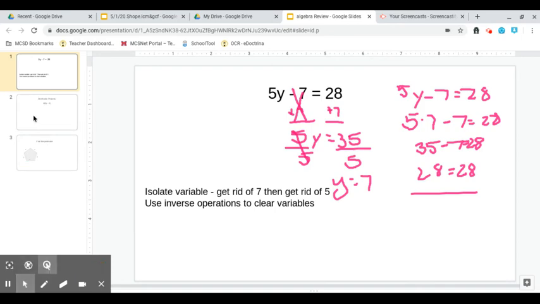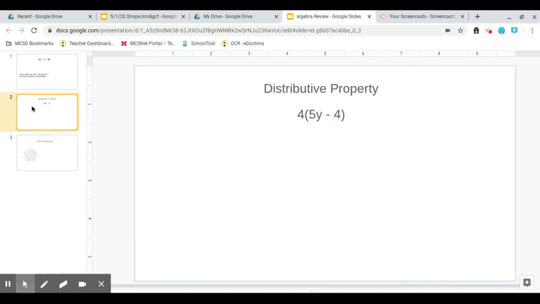Okay, the next thing we have is distributive property. We are going to distribute the 4 to both sides. We want to share the 4. Parentheses means multiply. First thing we have is distribute that 4. 4 times 5y is 20y minus. We have 4 times 4 is 16. So there's our answer, 20y minus 16. Make sure you do it to every part within the parentheses.